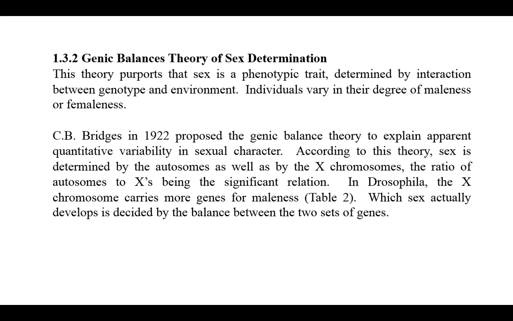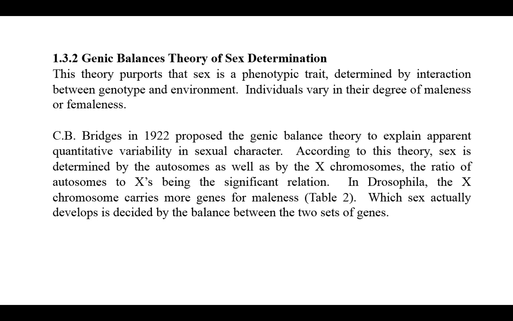Now, genic balance theory of sex determination. This theory proposes that sex is a phenotypic trait determined by interaction between genotype and environment. Individuals vary in their degree of maleness or femaleness. C.B. Bridges in 1922 proposed the genic balance theory to explain apparent quantitative variability in sexual character. According to this theory, sex is determined by the autosomes as well as by the X chromosomes, the ratio of autosomes to X being the significant relation.